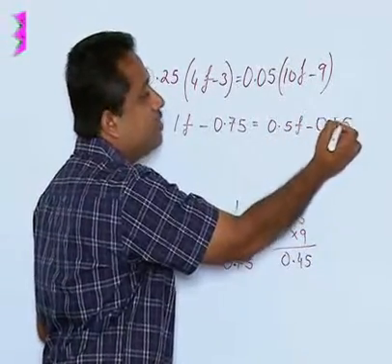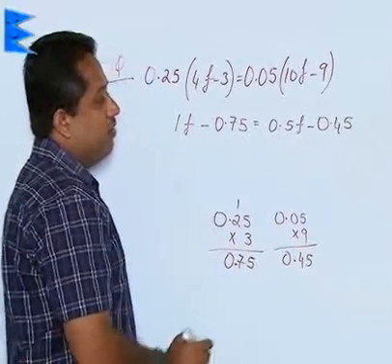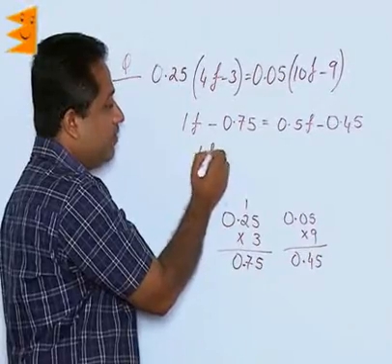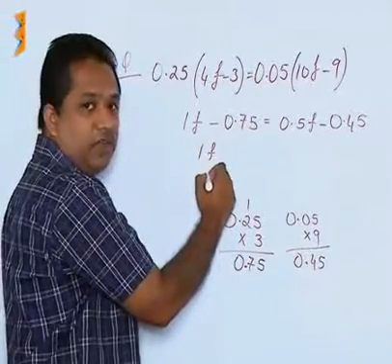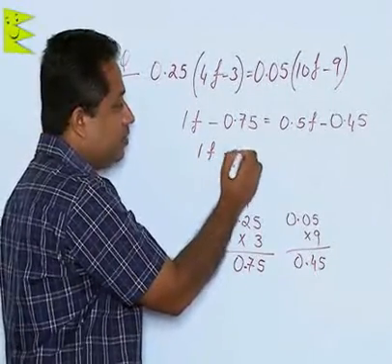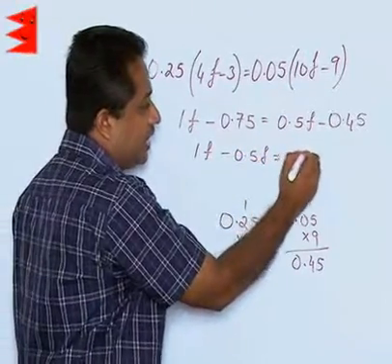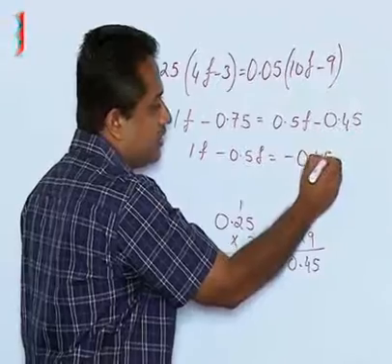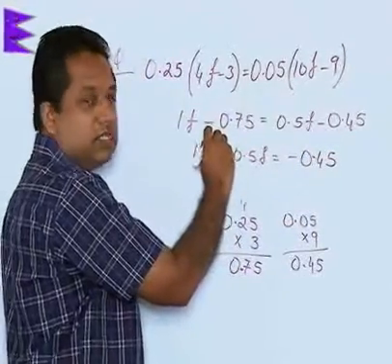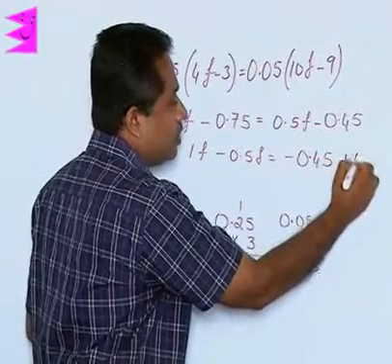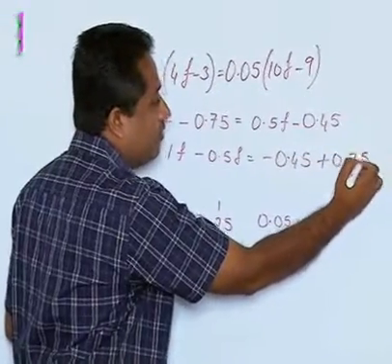Now after getting this value as 0.45, we have to bring the like terms on one side. So this is going to be 1f. 0.5f is shifted to the left, so that will become 0.5f is equal to negative 0.45 as it is. This minus 0.75 is shifted to the right, you get positive 0.75.